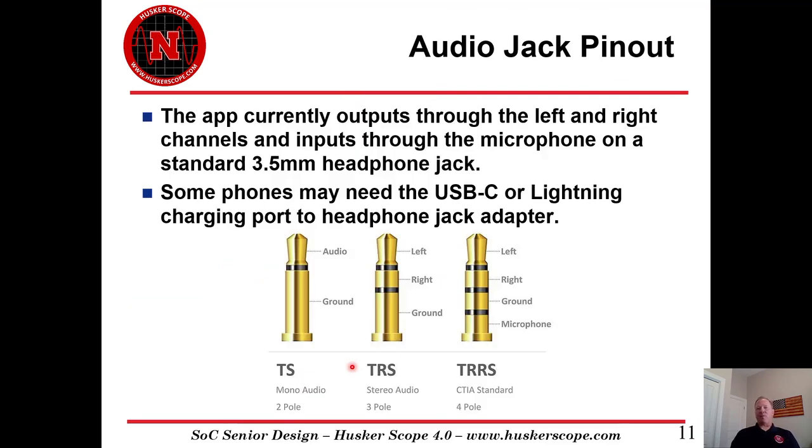This diagram shows the typical pinout of a 3.5mm stereo audio jack with the left and right channels, and even shows the microphone input for the oscilloscope application on the phones. Since many phones these days are removing that native 3.5mm headphone jack, some of the phones will need a USB-C or Lightning charging port jack adapter to interface with the app.